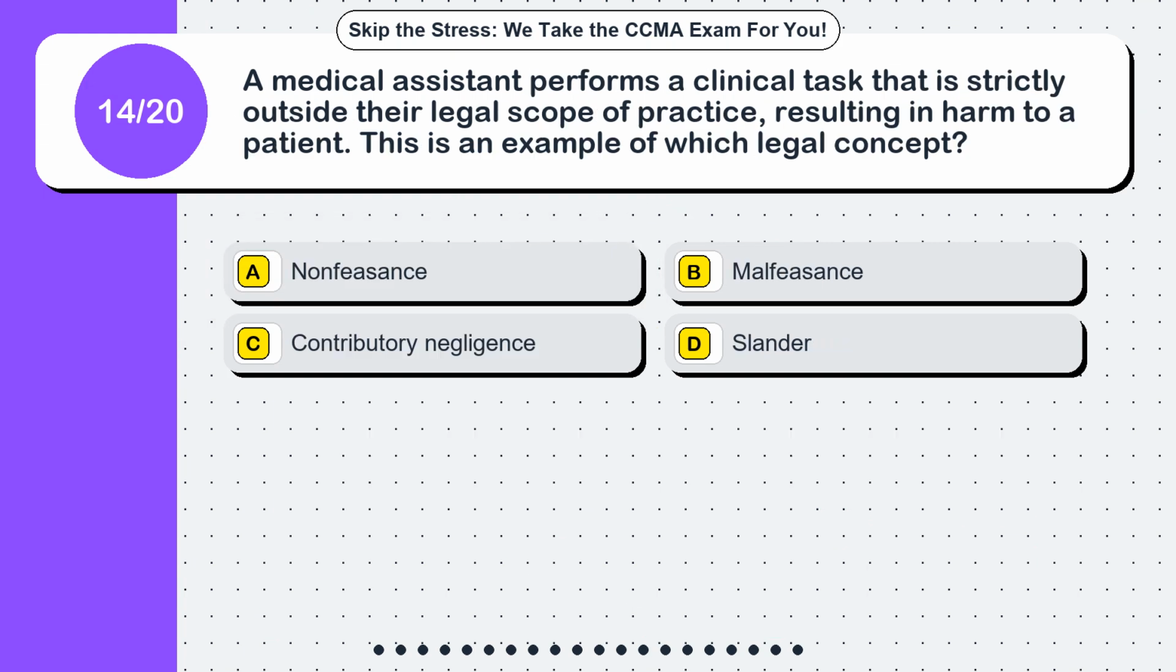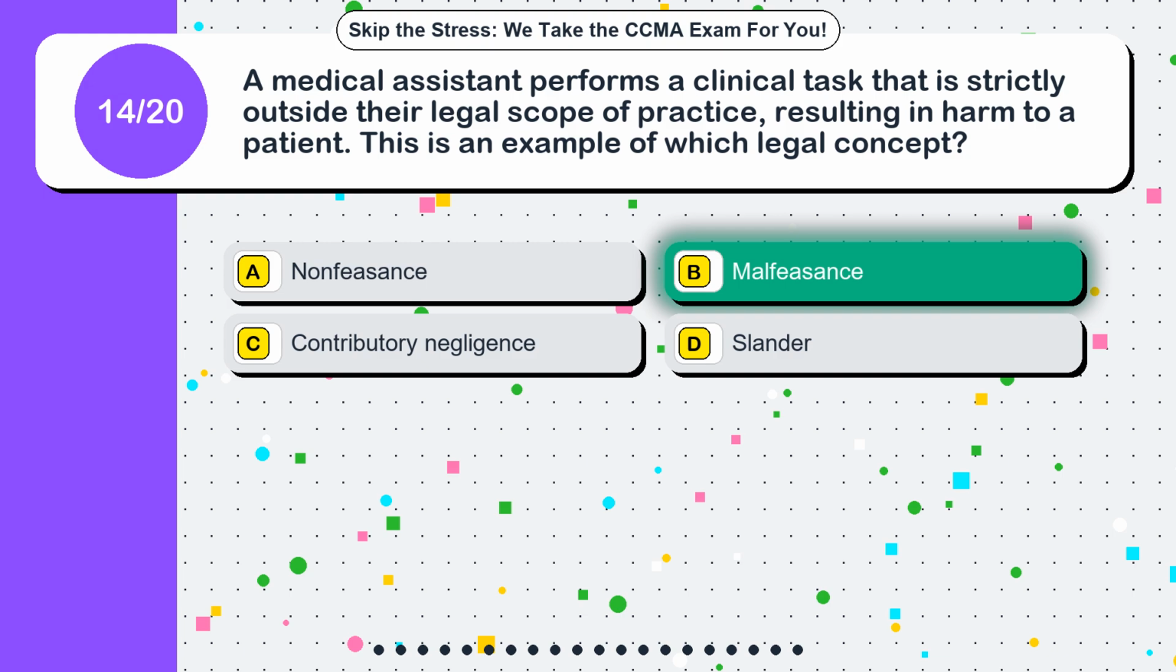Question 14. A medical assistant performs a clinical task that is strictly outside their legal scope of practice, resulting in harm to a patient. This is an example of which legal concept? Option A: Nonfeasance. Option B: Malfeasance. Option C: Contributory negligence. Option D: Slander. The correct answer is option B, malfeasance.